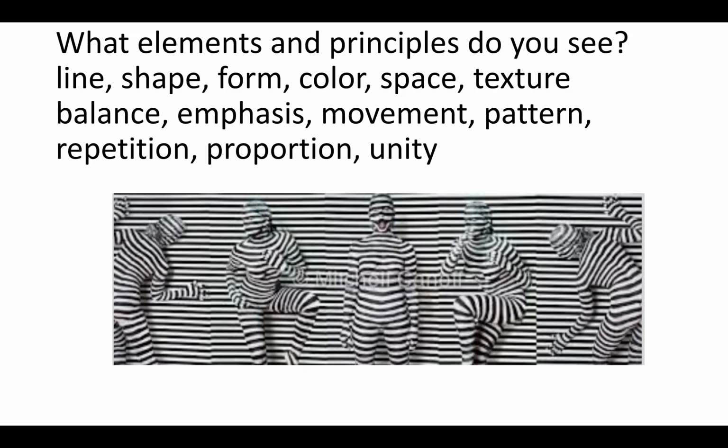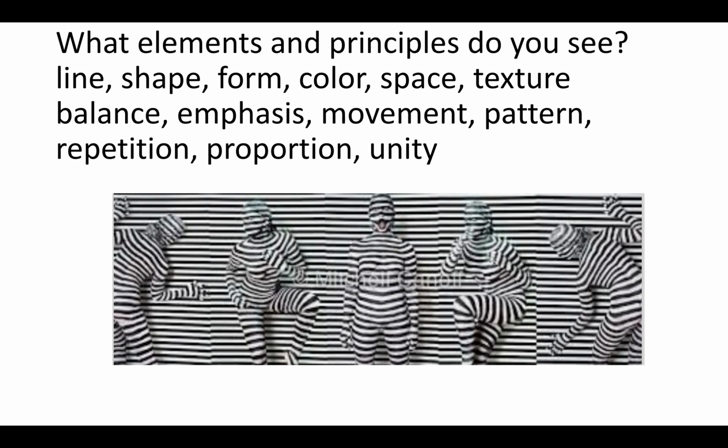Okay, and then here are the elements and principles. I'm asking you, what elements and principles do you see? This is when I would ask you, what do you guys see? There's line, shape, I see form, the bodies are three-dimensional, color, black and white, the space between the bodies, the texture, it feels like you could almost feel them. They're balanced. There's emphasis on the bodies. They're moving. It's a pattern, like a repeating object. It's repetition, repeating over and over a body that's moving.